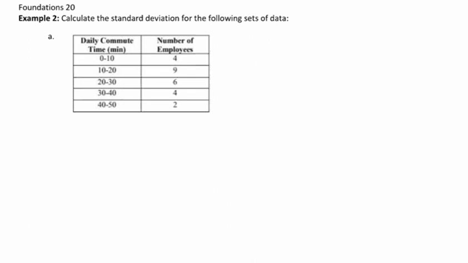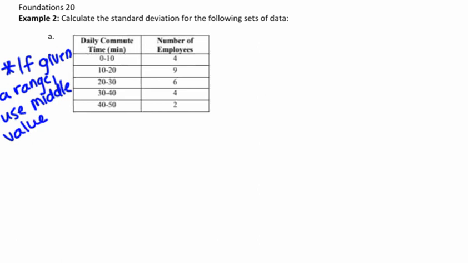When you're given a range, leave a little note for yourself that you want to use the middle value. So if given a range, use your middle value of those numbers. So in this case, between 0 and 10, I'm going to use 5. Between 10 and 20 is 15, 25, 35, and 45. Those are the numbers we're going to be using for our data on the left-hand side.